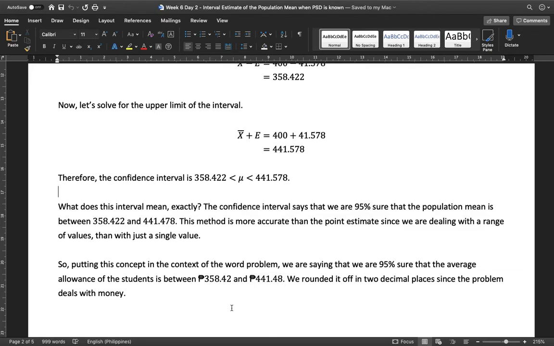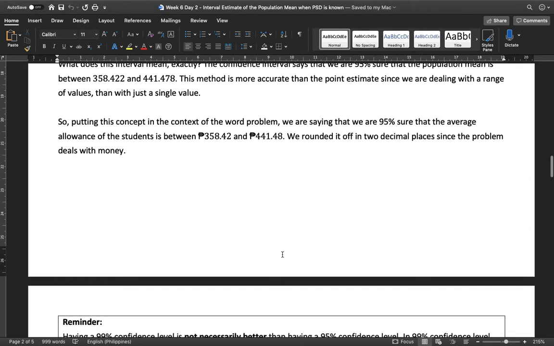So, we rounded it off to two decimal places kasi we have to contextualize the problem kasi pera yan. Wala namang 3 decimal place na pera, 2 decimal place lang. So, yun. This is our estimated population mean, in between these two values. And how sure are we na tama tayo? 95% sure. So, yun.